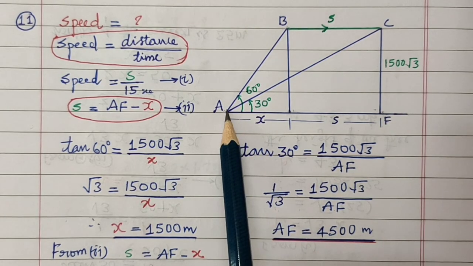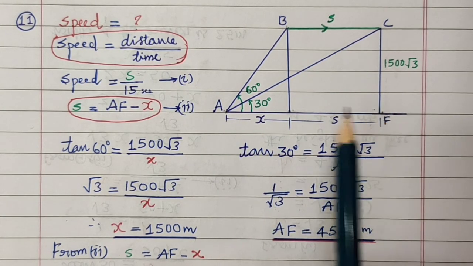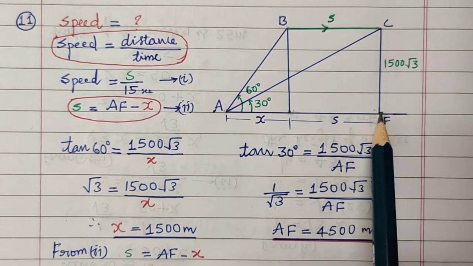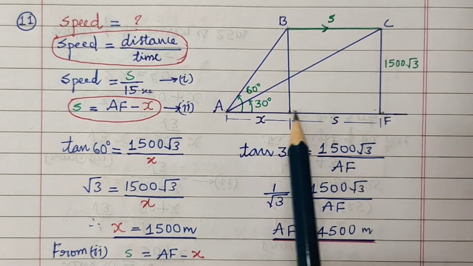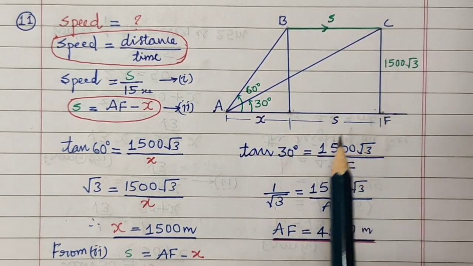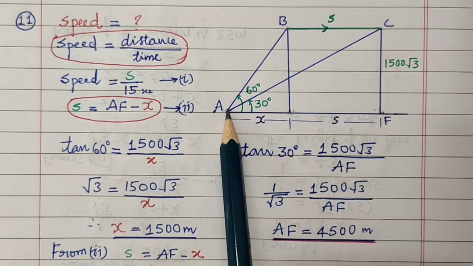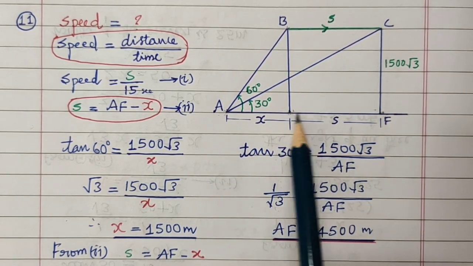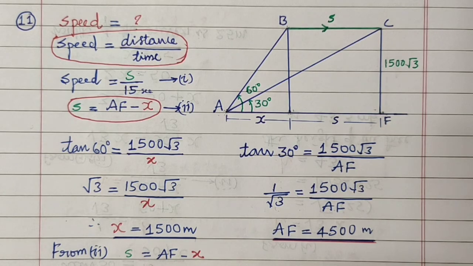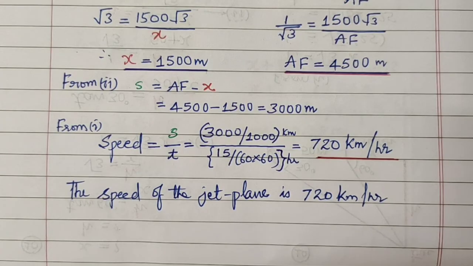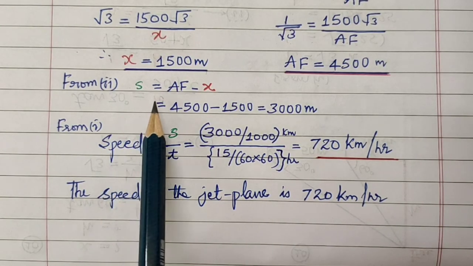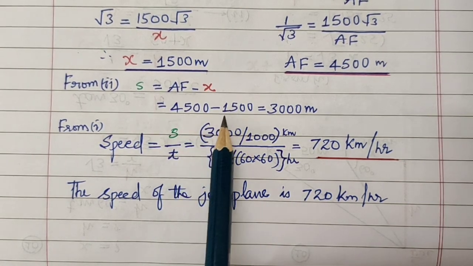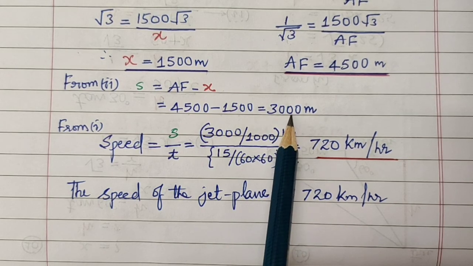See this, from here to here it is 4500. From here to here is 1500. Therefore this S will become 3000 meters. This is what we wanted. This is the 3000 meters. AF minus X, 4500 minus 1500, will give this S is equal to 3000 meters.